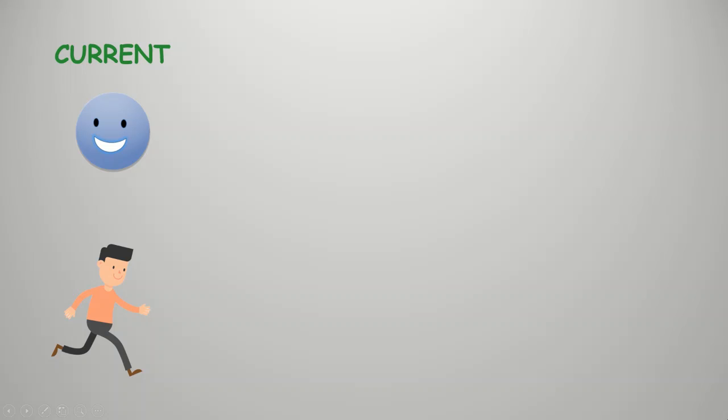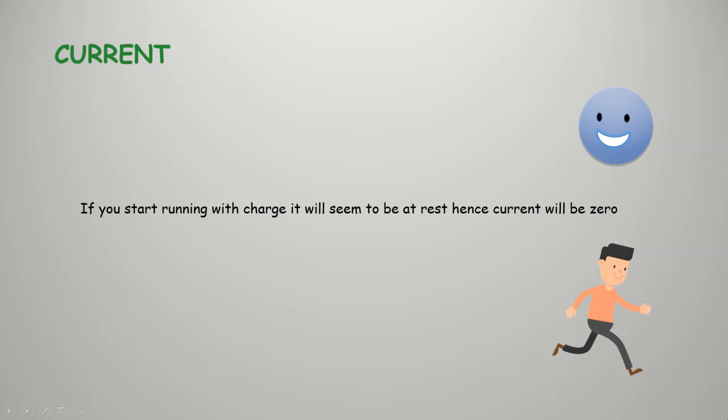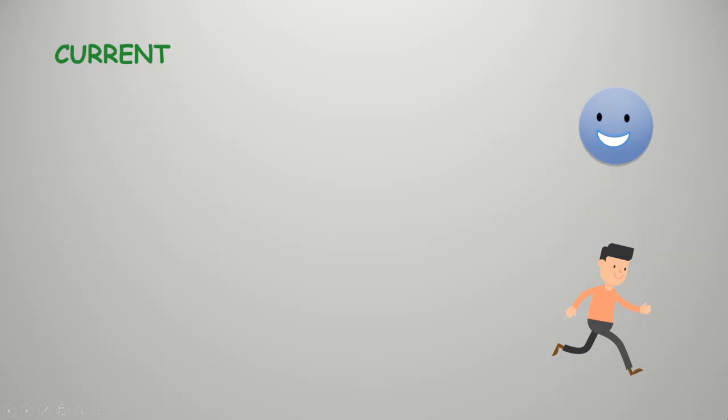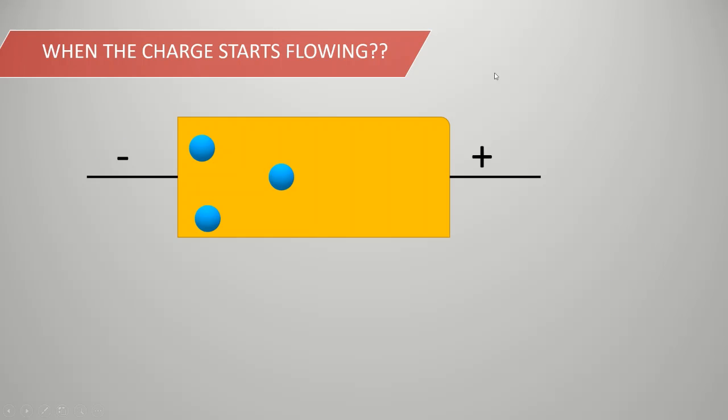How can you measure current? As you can see here, you and the electron are standing still. Now both of you start moving with the same velocity. With respect to you, it will seem that the charge is at rest, and hence you cannot measure the current. But if the charge starts moving and you are at rest, then you can measure the value of current when the charge starts flowing within a conductor.